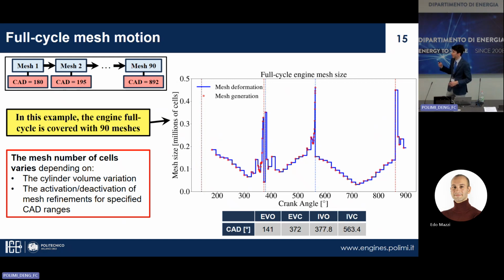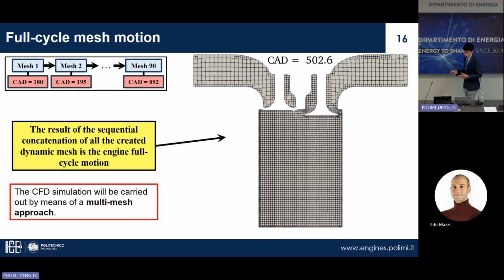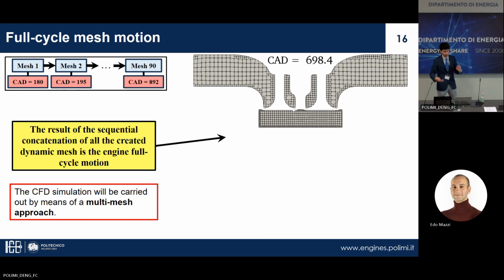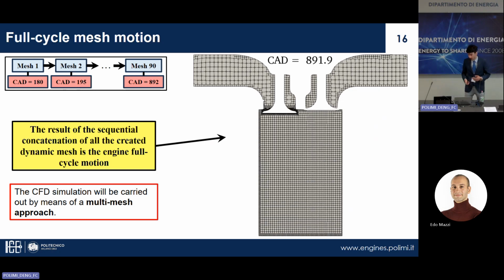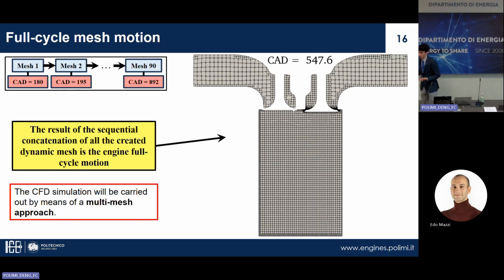The mesh number depends a lot on the cylinder volume variation, so the type of engine we are simulating, and also on the activation and deactivation of some specific refinement. Of course, the concatenation of all the created meshes gives us the full cycle motion like the one I reported here.